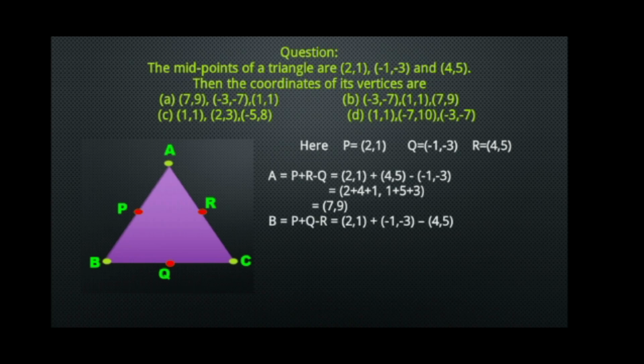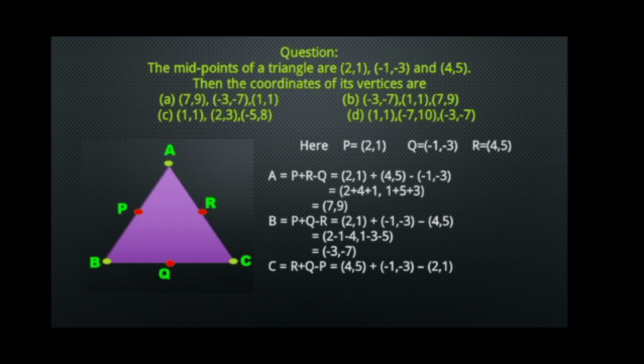Now B equals P plus Q minus R, which equals (2, 1) plus (-1, -3) minus (4, 5), which is (2 minus 1 minus 4, 1 minus 3 minus 5), which is (-3, -7).